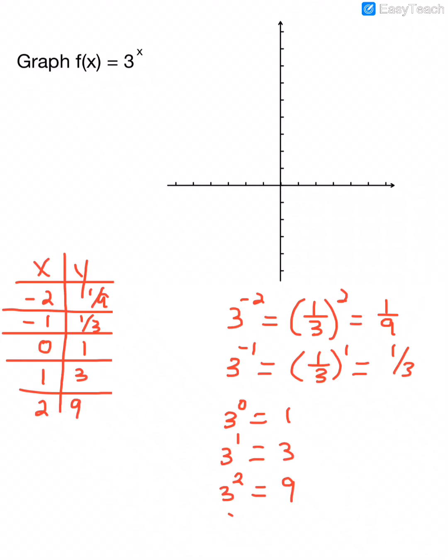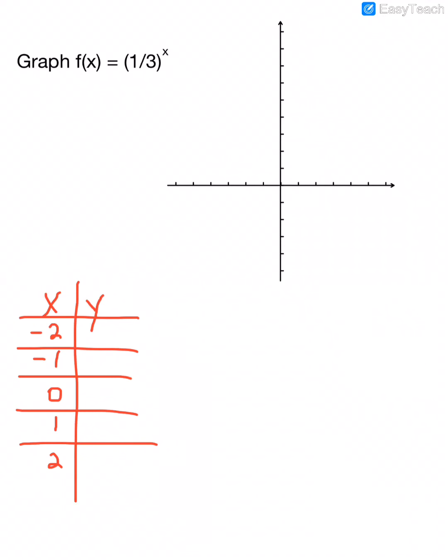Now I'm going to plot those points. -2, 1/9. -1, 1/3. 0, 1. 1, 3, and 2, 9. All right, so this is what the graph of this function looks like. Let's look at another one.